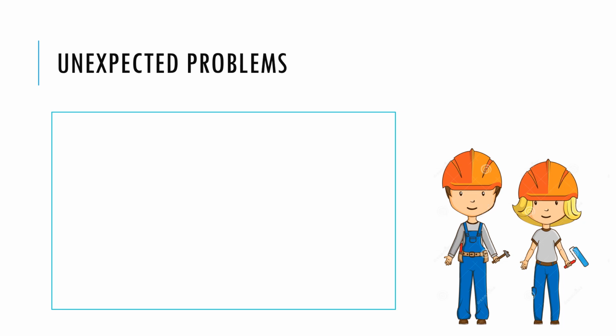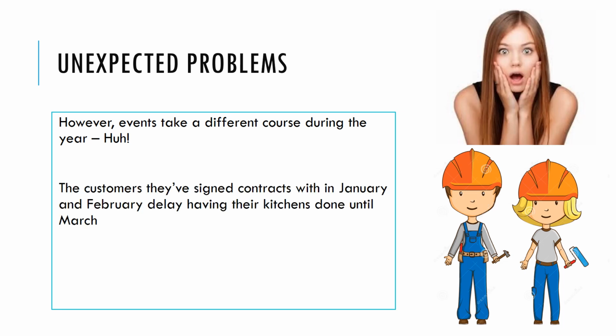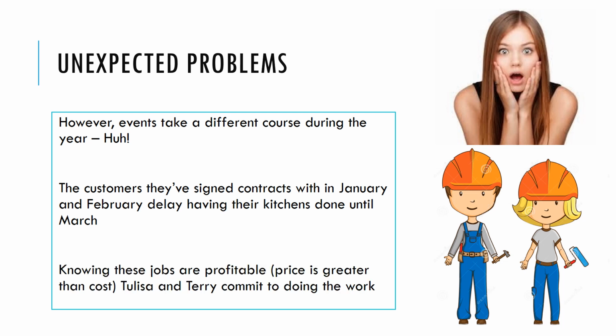However, we're going to imagine some unexpected problems. Events take a different course during the year. The customers they signed contracts with in January and February delay having their kitchens done until March. So the 2 in January and the 2 in February are saying we want to do our kitchens in March. Now, knowing that they make a profit on these jobs, the price they charge, the £3,000, is greater than the cost of doing the work, Talisa and Tiddy commit to doing the work.